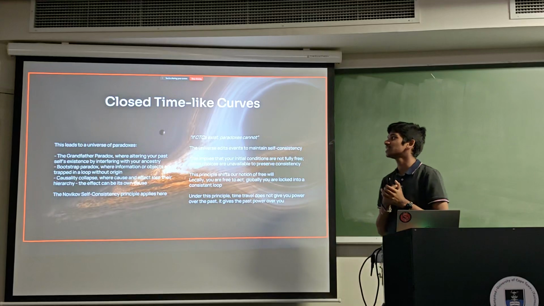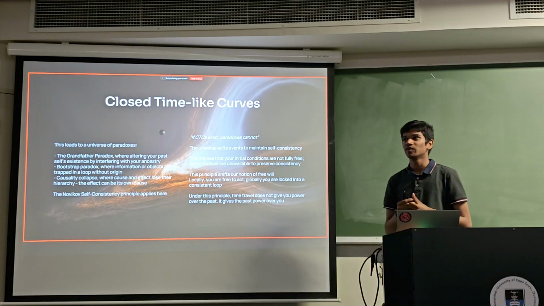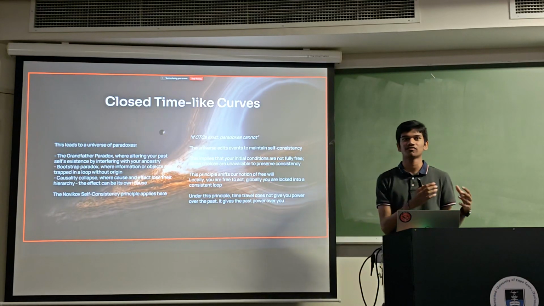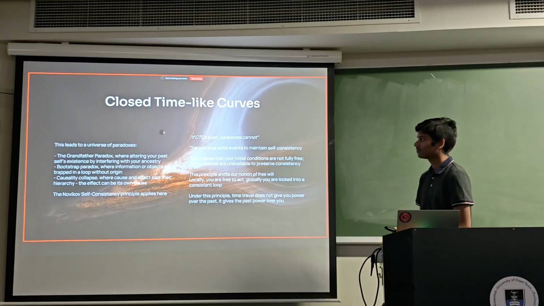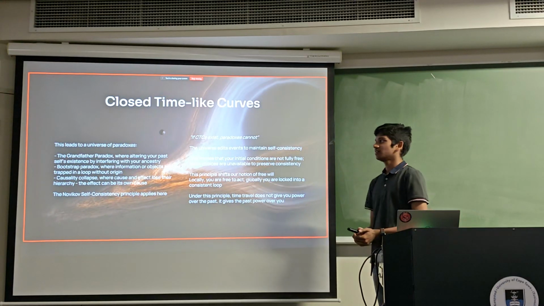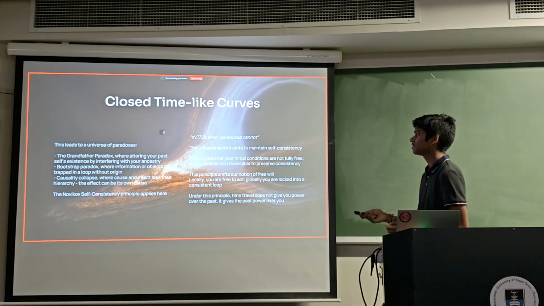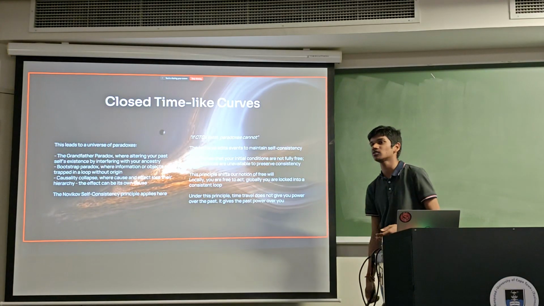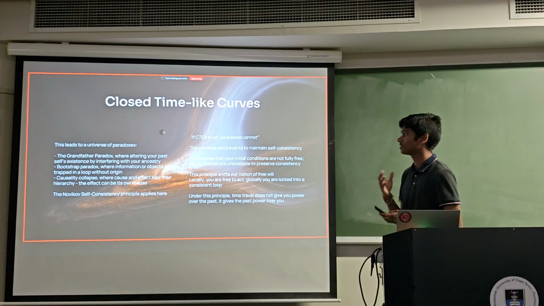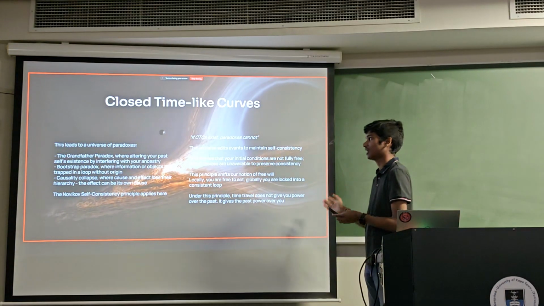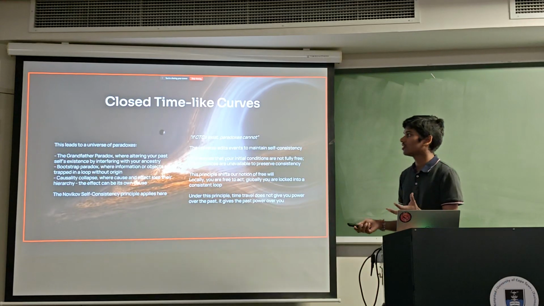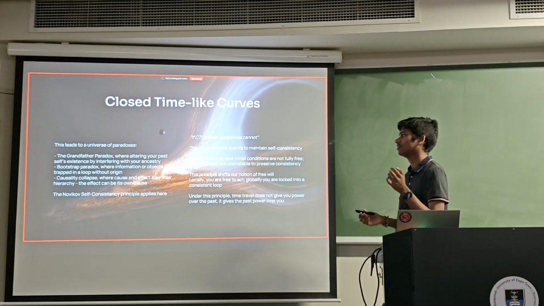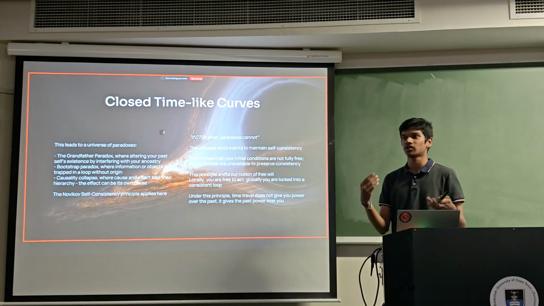And if we're trying to say that these might be possible, we have to face every single time travel related paradox that we've come up with so far. Here are a few of them listed. Firstly, we have the grandfather paradox, where you can alter your past self's existence by interfering with your ancestry. The second paradox is the bootstrap paradox, where information or objects are trapped in a loop without origin.